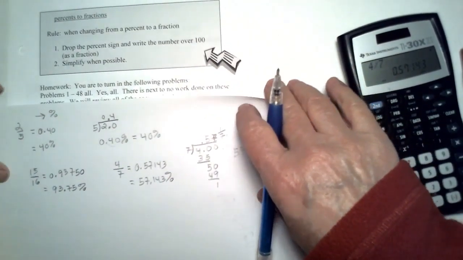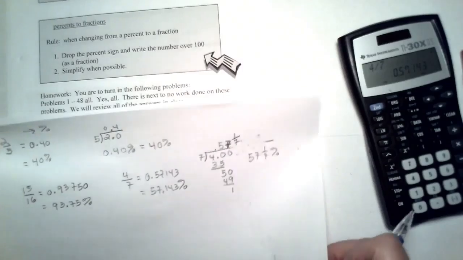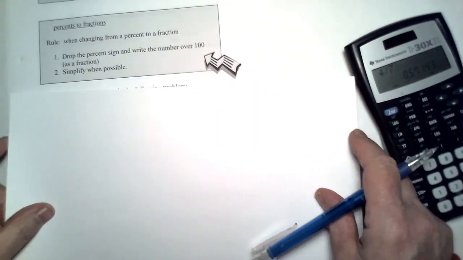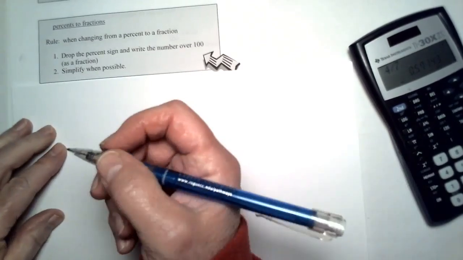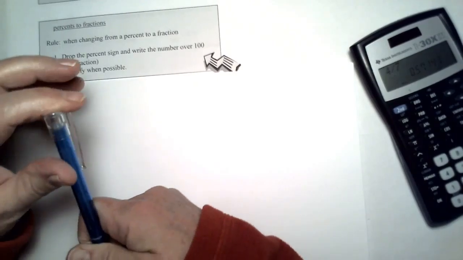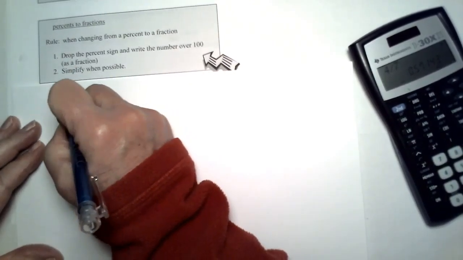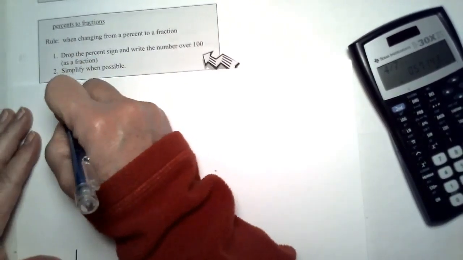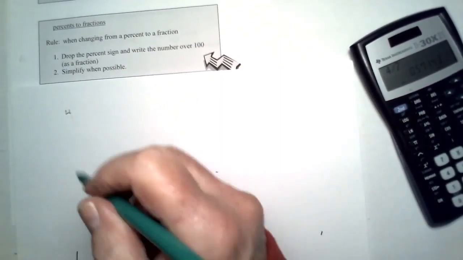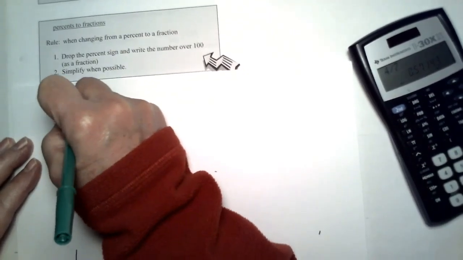The last part on this is from percents back to fractions. Let me come up with some examples. Let's say that I had 42%.